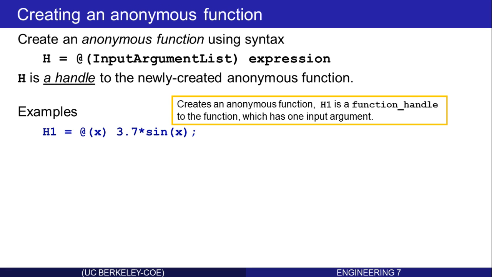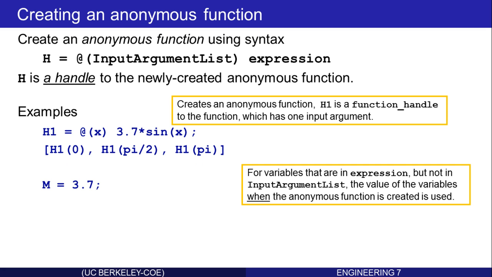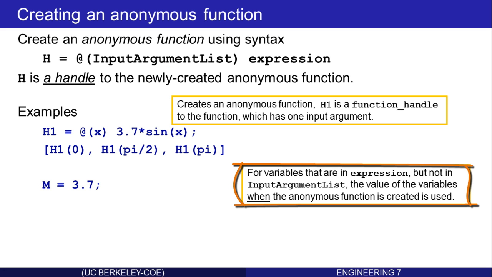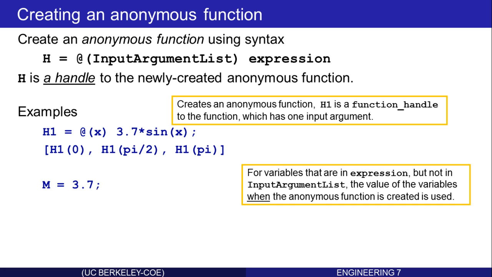As h1 is a function handle, use h1 to reference the function, here creating a 1×3 row vector of 0, 3.7, 0. The expression can involve variables whose value is fixed. For variables that are in the expression but not in the input argument list, the values of the variables when the anonymous function is created are used.